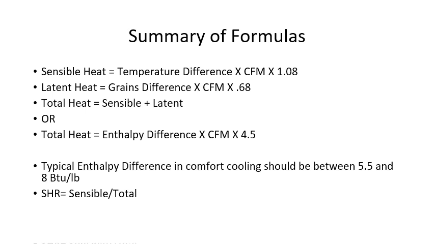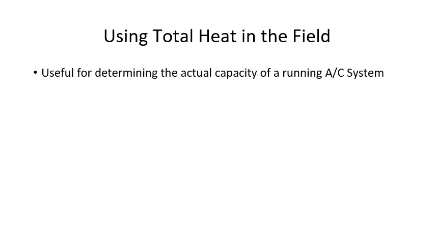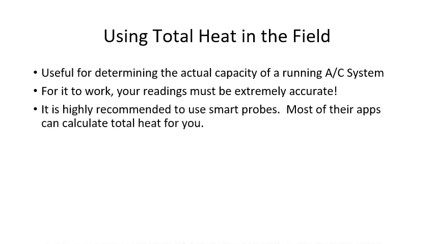Our sensible heat ratio is determined by dividing sensible by total heat. And a typical sensible heat ratio should be between 0.7 and 0.8. So when can we use the total heat formula in the field? It's actually very useful for determining the actual capacity of a running air conditioning system. But for it to work, our readings have to be as accurate as possible.